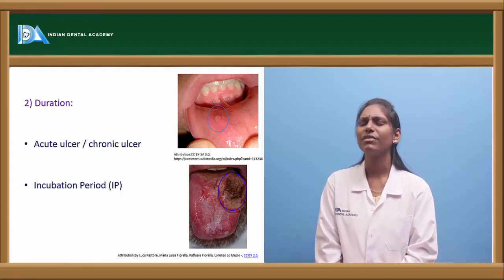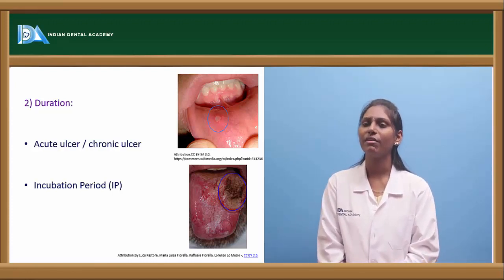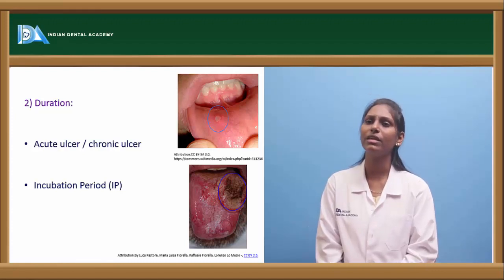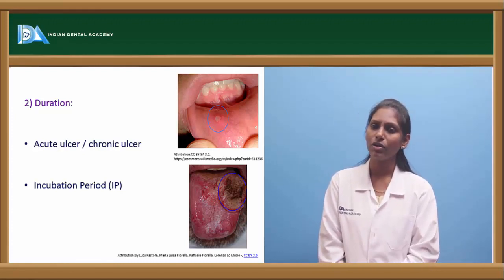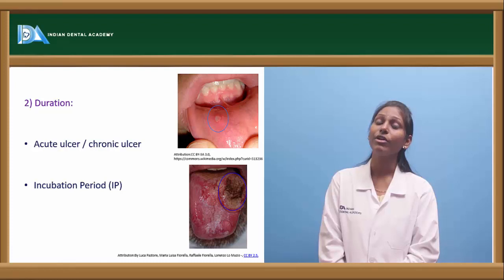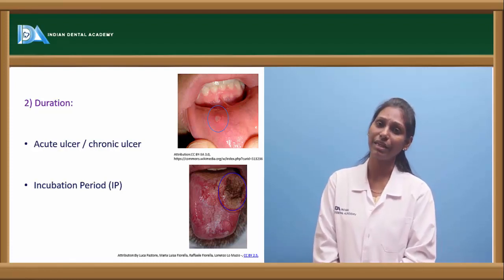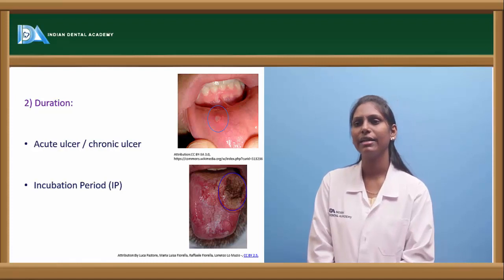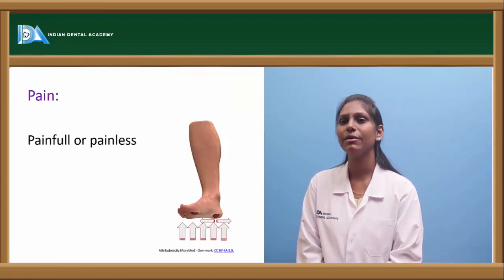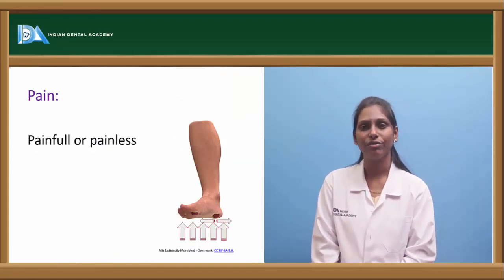And in this picture, in the first picture, we can see aphthous stomatitis, where a well-defined ulcer is seen with a greyish slough on the floor of the ulcer, surrounded by a well-defined erythematous halo, which is the characteristic feature of aphthous stomatitis. And here we can see another ulcer on the tongue. And then coming to pain.